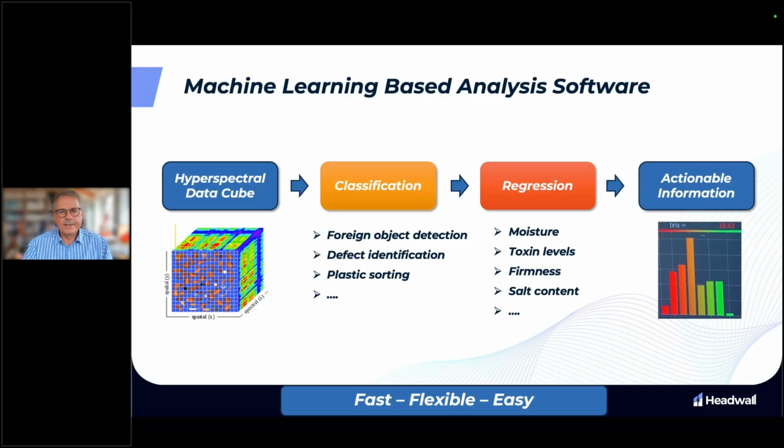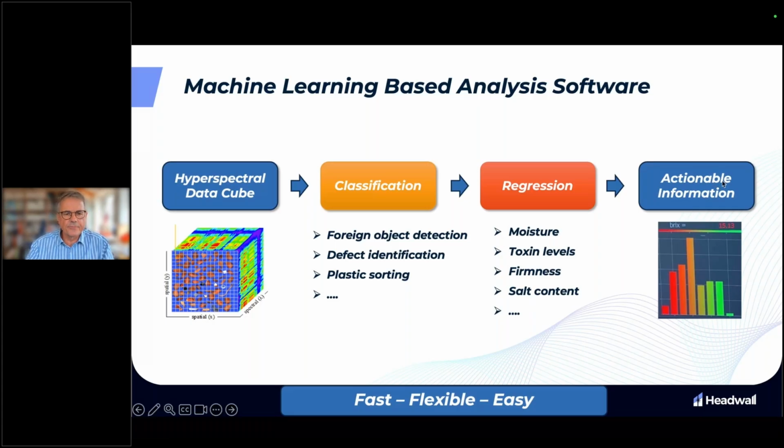What toxin levels would I have in foods? For example, histamine in fish, or firmness, or salt content in fish, or many other quantitative analysis measures which have a signature in the spectral domain. So out of that, you're really getting actionable information.